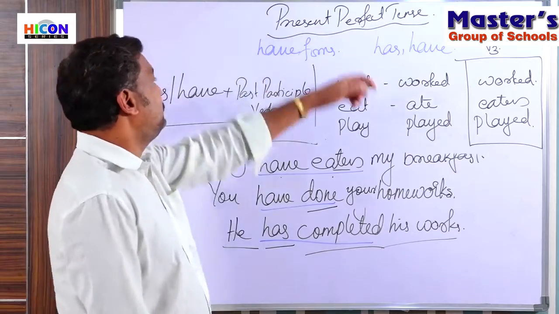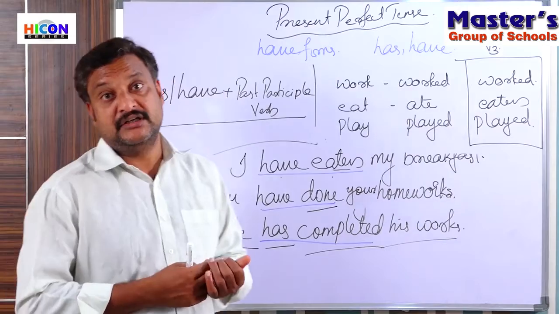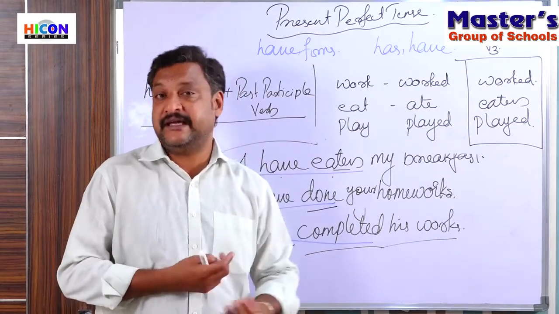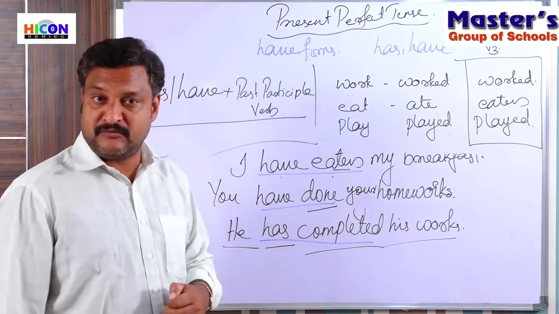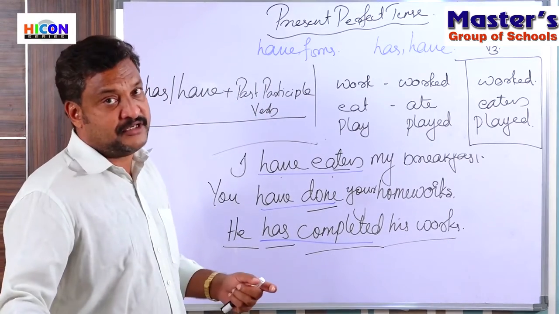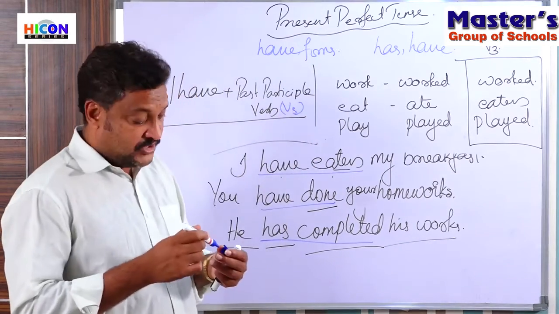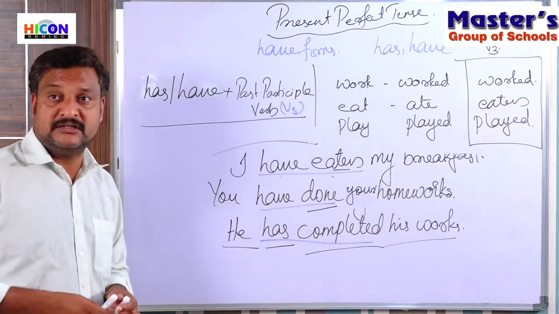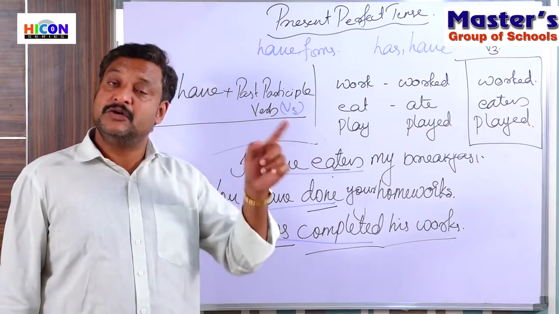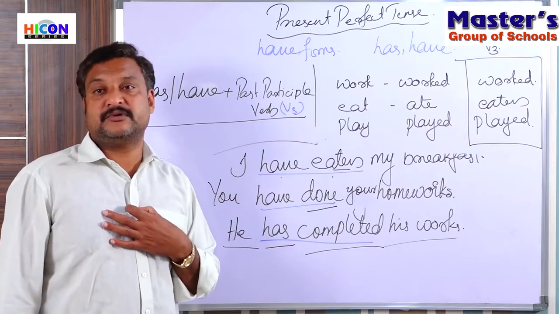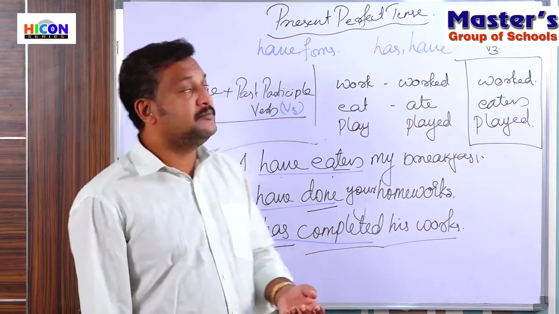So that is present perfect tense. Present perfect tense is used to express an action that has just been completed. The structure is has or have plus the past participle form of the verb, or the V3. Has is used when the subject is singular. Have is used when the subject is plural or the first person pronoun I. So that is about the present perfect tense.